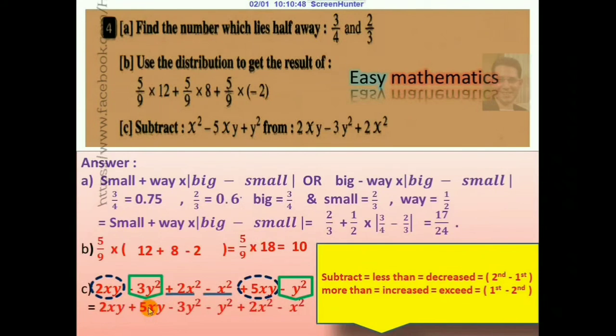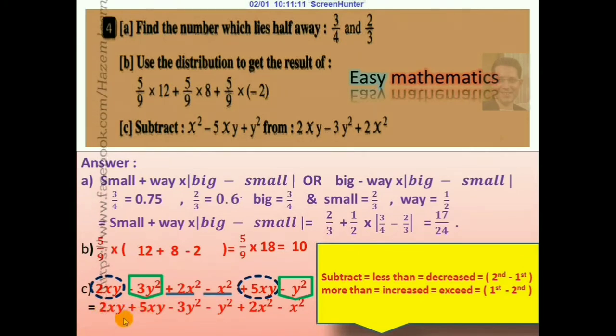And the second step, we take each two like terms beside each other, like that. 2xy plus 5xy, negative 3y power 2 minus 1y power 2, plus 2x power 2 minus 1x power 2. Finally, we find the answer by using your calculator or your mind. It's up to you. Okay.